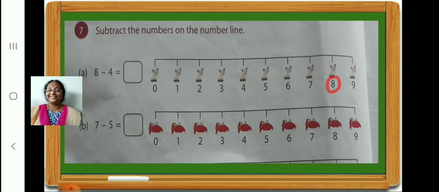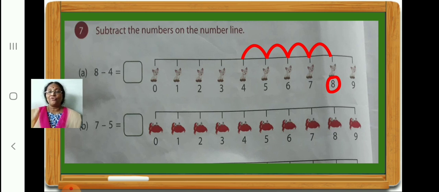Now from number 8, we have to jump 4 times towards the left. 1, 2, 3, 4. After jumping 4 times, where did we reach on number 4? So children, put a tick on number 4. Yes. Now write 4 in the given box. That is 8 minus 4 is equal to 4.